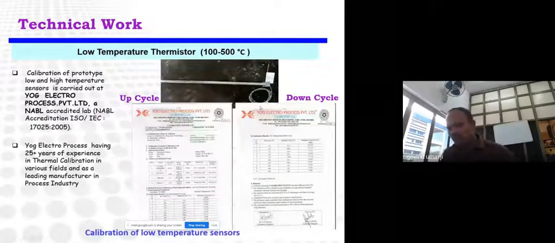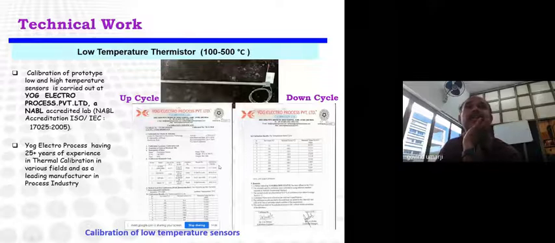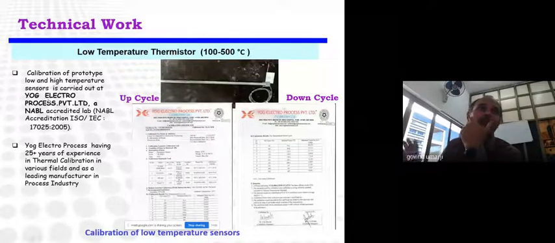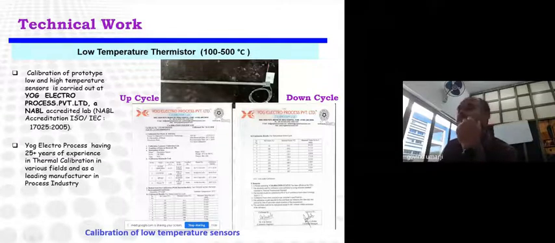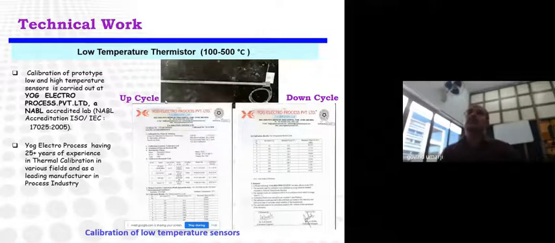So once the thermistor prototype is ready, this data needs to be calibrated. So we found a private company, Yog Electroprocess, which is an NABL accredited lab, where we have to calibrate it.